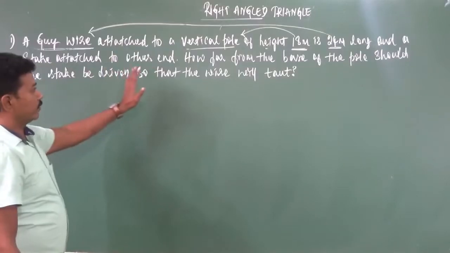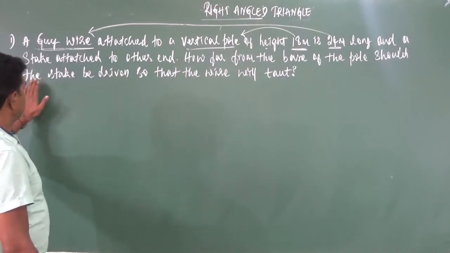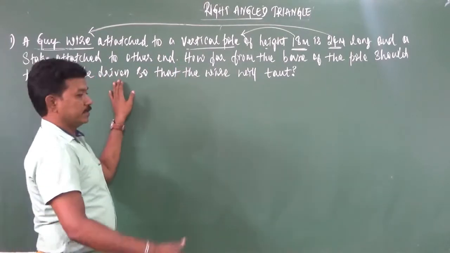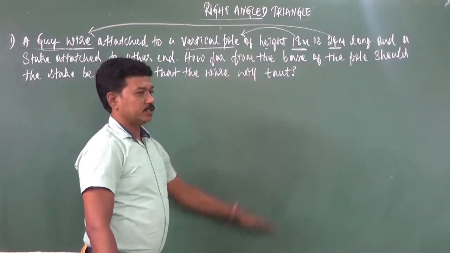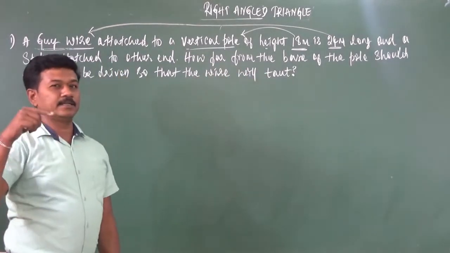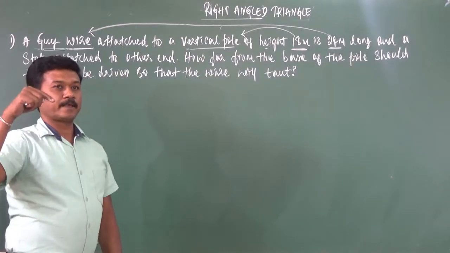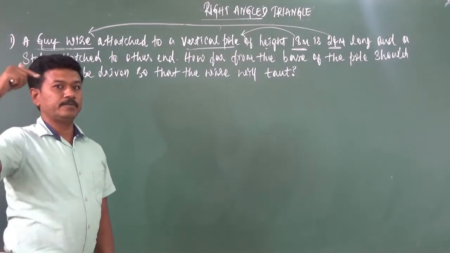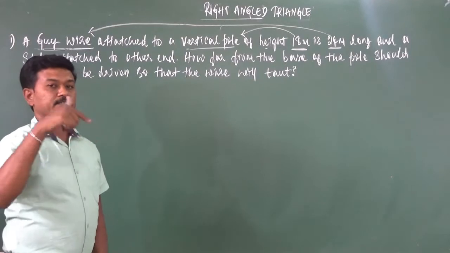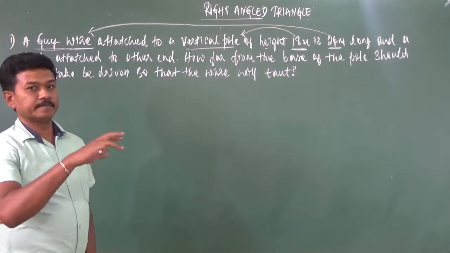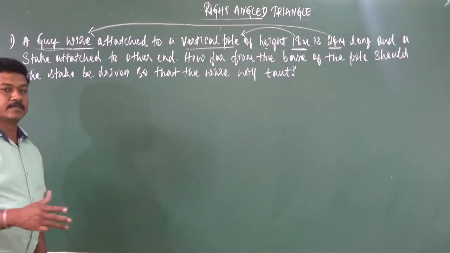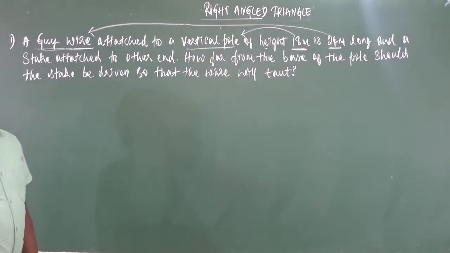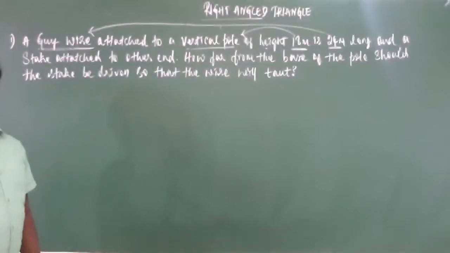How far from the base of the pole should the stake be driven, that is driven into the ground, so that the wire will be taut? Taut in the sense it will be very straight, it will be like a straight line. It doesn't look loose. So it is very tight. It's in the form of a straight line. It doesn't bend like this, right?